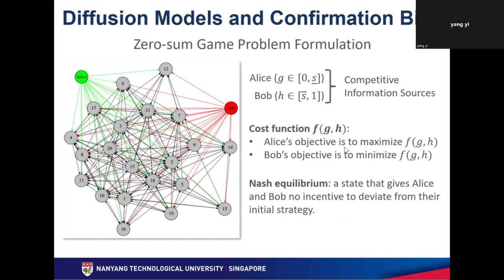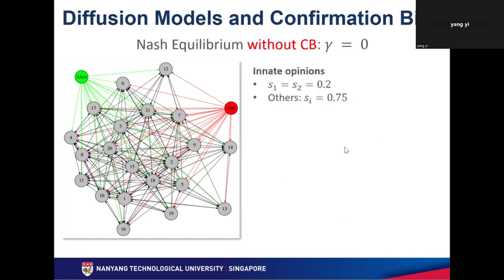So next, the experiments show how the confirmation bias influences the spread of information by showing the result of the Nash equilibrium. The first scenario is to set gamma equal to zero, which means, what if no confirmation bias exists, what happens to the spread of the competitive information. And here is the initial setting of the public's opinions. We set two of the existing users at 0.2, and the rest of them at 0.75.